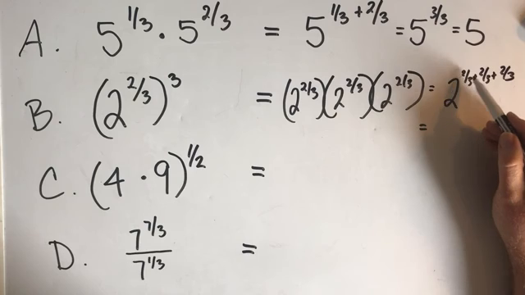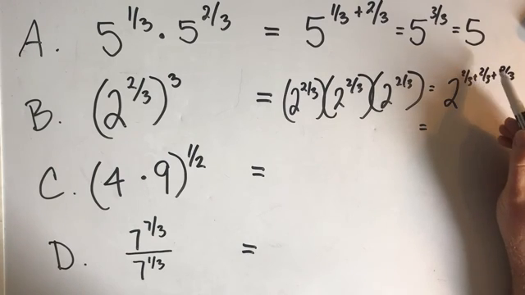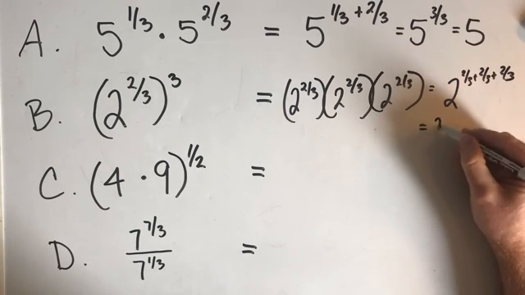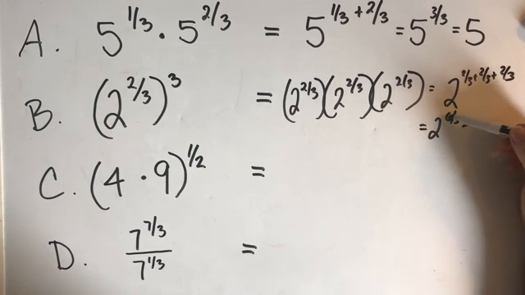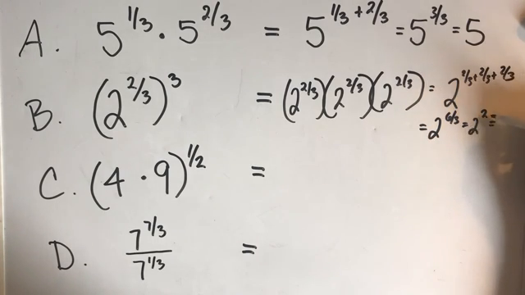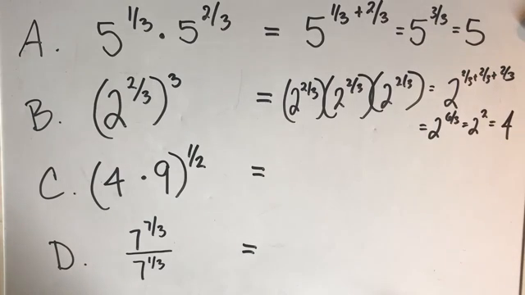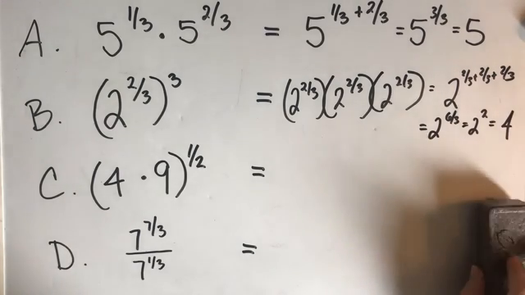So 2/3 plus 2/3 is 4/3, plus 2/3 is 6/3. So 2 to the 6/3. But 6 divided by 3 is 2, so it's 2 to the 2nd. Well, 2 to the 2nd is 4. That's the long way to think about this. There's a shorter way to think about this.